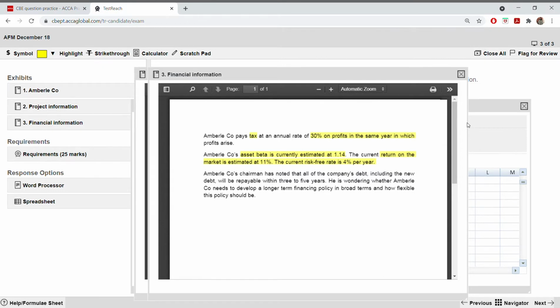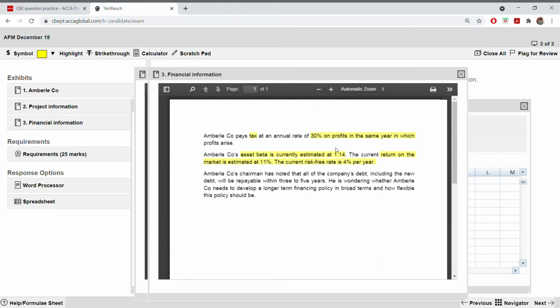Okay, so that means this asset beta 1.14, there will be no equity beta, because equity beta considers debt also in that. Okay, so asset beta means it's just equity only, no debt. So with this asset beta, you can find cost of equity. You just take this 1.14 asset beta into the capital asset pricing model and find cost of equity. That's it.